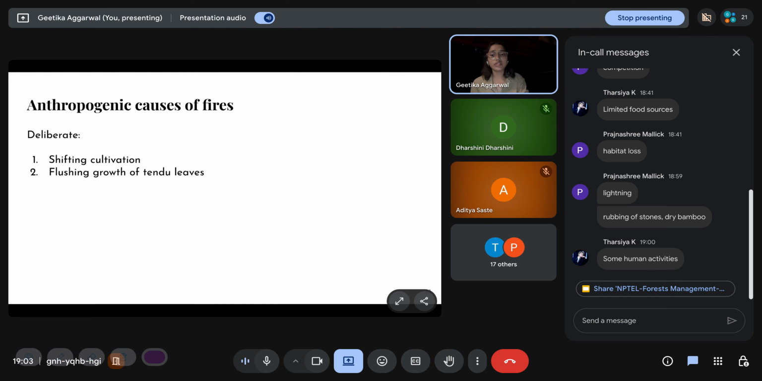Flushing growth of tendu leaves. So tendu leaves are actually used for making BDs. And what is flushing growth is actually they set fire to certain plants of tendu leaves so that new leaves can come up on these plants, which are actually good quality for making BDs. So they are deliberately setting fire to these plants again. Next is to have a good growth of grasses. If you burn the old grasses, now you will have fresh, good growth of grasses.